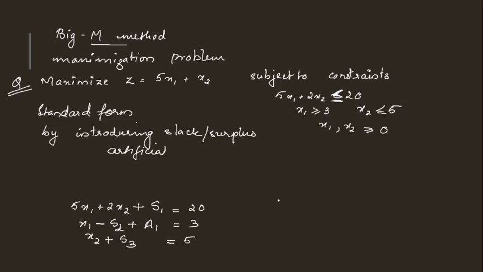I hope you understood why I am introducing a surplus variable over here. This is a surplus variable, which I have explained in my previous video also, and this one is a slack. This is based upon what kind of inequality you get, and when I subtract the surplus variable, I should add the artificial variable also. So that is why it comes like minus s2 plus a1, which is equal to 3.